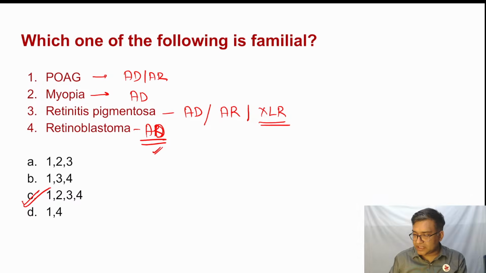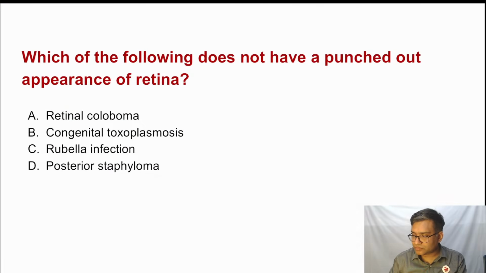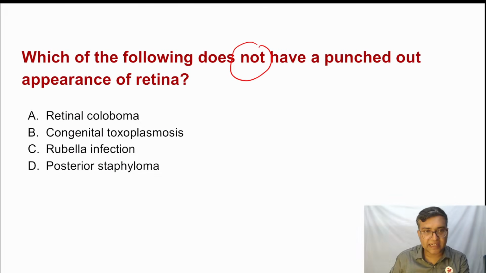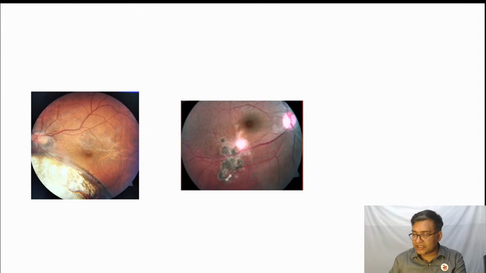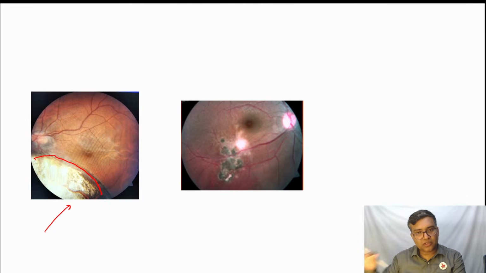Okay, let's move to the next question. Which of the following does not have a punched out appearance in the retina? Your options are retinal coloboma, congenital toxoplasma, rubella infection, and posterior staphyloma. First of all, see the various important fundus pictures. This is where there is a punched out appearance of the retina. Your retina is basically not developed here. This is coloboma.